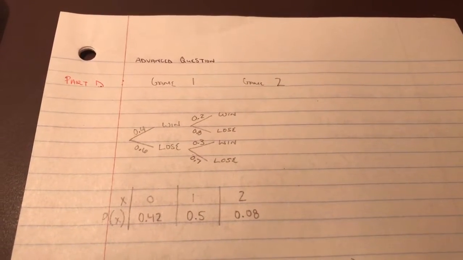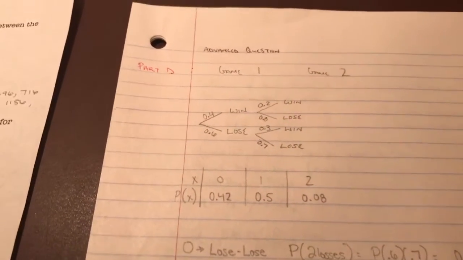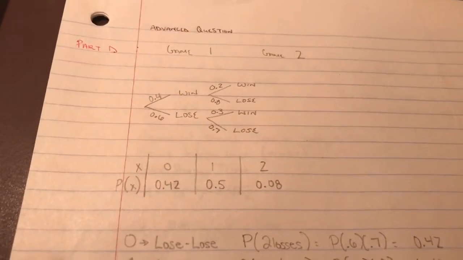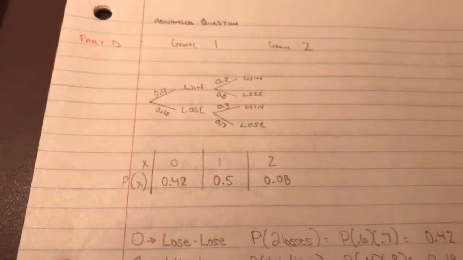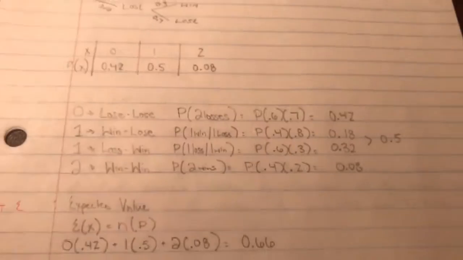Moving on to part D, I want you to do all that fun stuff with the random variable X, the number of games you win. Construct a model for X. It's pretty much just saying the probability that you win 0 games, 1 game, and 2 games. So you do the same kind of stuff right over here, as you can see.